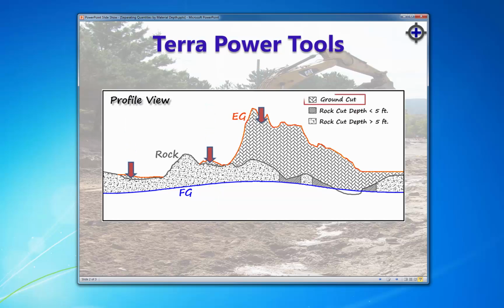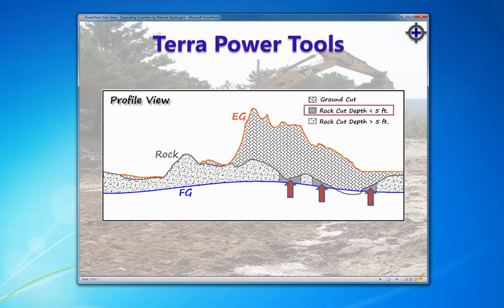Given three different surface types, ground surface, rock, and finished ground, we are required to compute three different cut material types. Ground cut is the material that exists between the layers existing ground and rock. Material between the rock and finished ground layers is rock cut and needs to be separated into two groups: rock cut that is deeper than, say, 5 feet, and rock cut less than 5 feet deep.